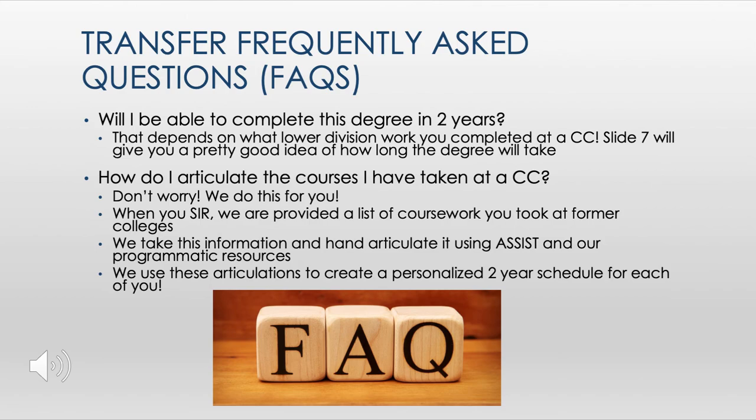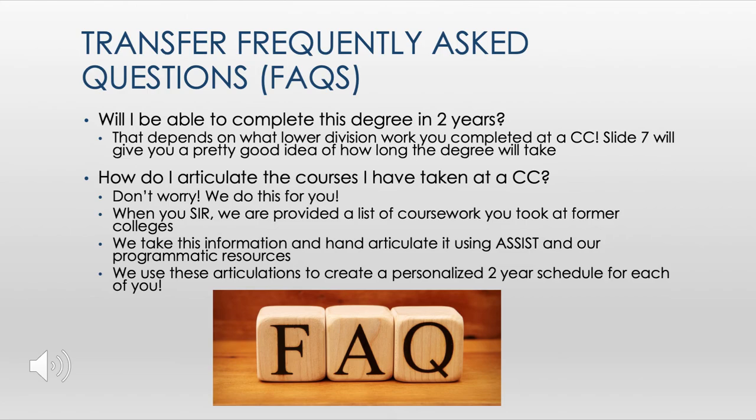So we take this information and hand articulate it using assist.org and our programmatic resources that we have. And we use these articulations to create a personalized 2-year schedule for each of you. So we get these at the time you SIR, so that means that if you took something over summer or if you finished a class in spring that wasn't on your transcript that we got, let us know, because we can make those changes to your academic plan based on what you let us know.